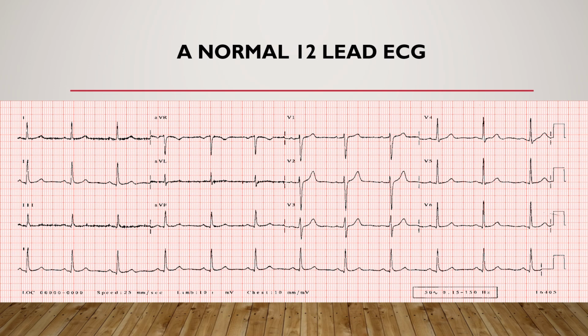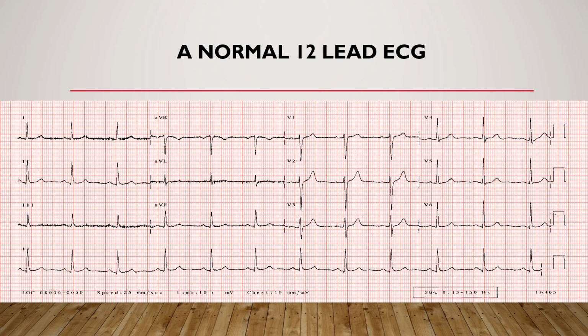So let's take a look at this 12-lead ECG. This is a normal 12-lead ECG, and we'll talk about some basic things here. The standard recording speed for a 12-lead ECG is 25 millimeters per second. It is typically reported somewhere on the ECG paper, and in this particular one, it's reported in the left lower corner.